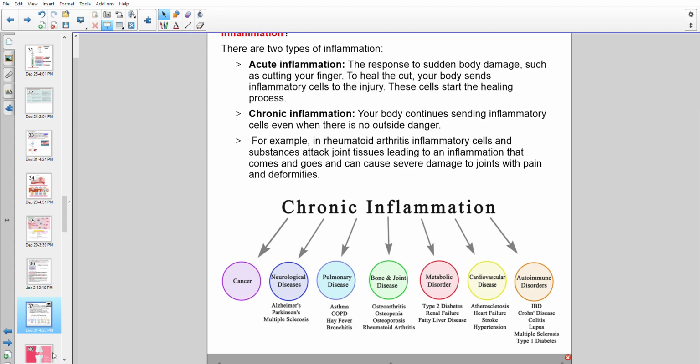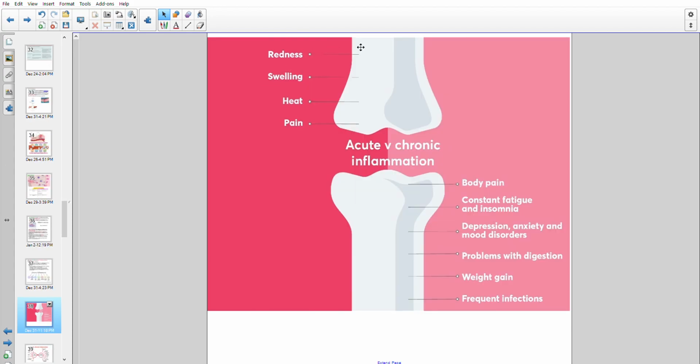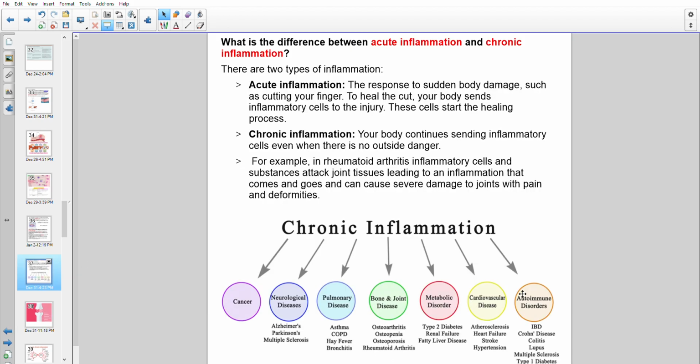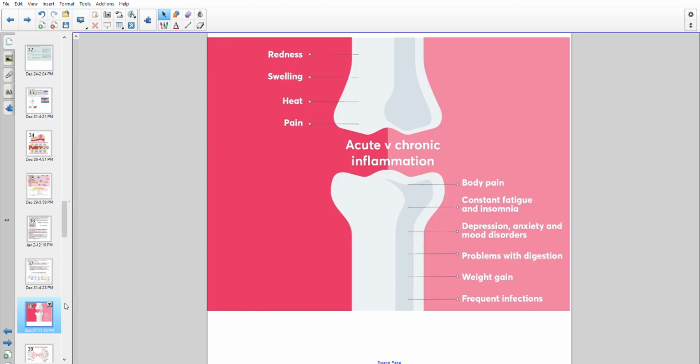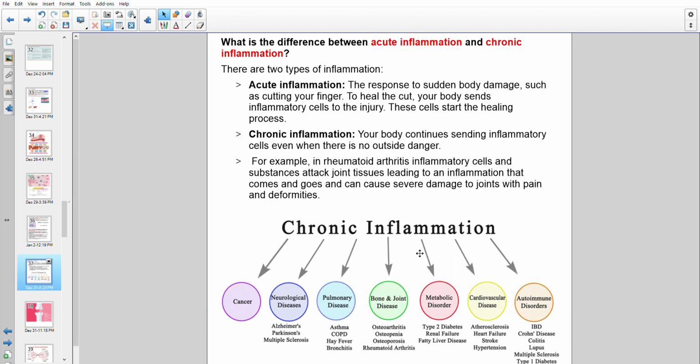Now, on this next diagram, he just shows you the red side. That's the acute side, right? And it just gets resolved pretty quickly. But the chronic side is what I talked about here. We can go to other organs over a period of time. This is a pretty simple diagram. It's got body pain, constant fatigue and insomnia, depression, anxiety, mood disorders, problems with digestion, weight gain, frequent infections. But they're only just simple things that they have written on this diagram. But this is really the problem here of this chronic inflammation, affecting whole body systems around the body.